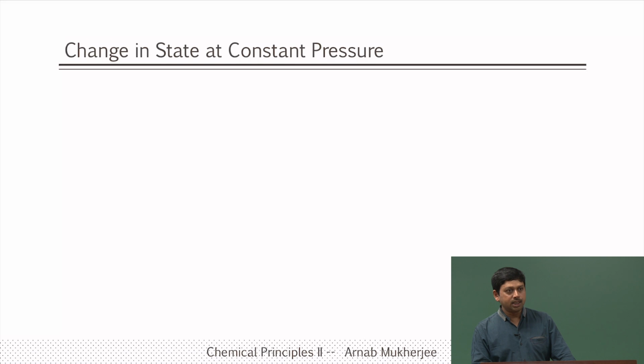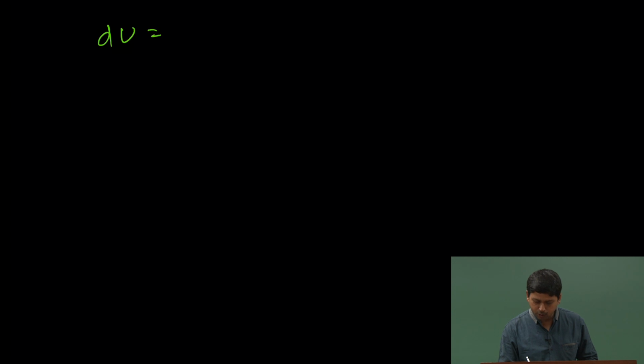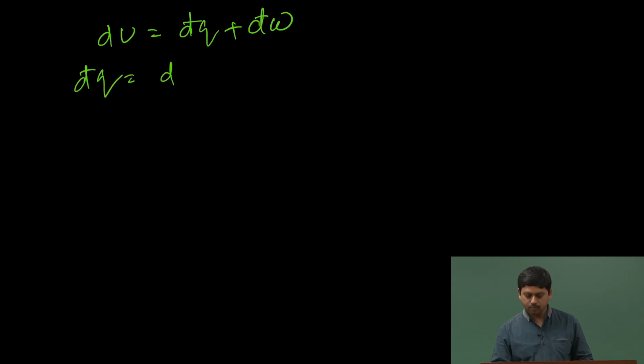Now, we are going to talk about the change at constant pressure. dU equals dQ plus dW, and we can write dQ equal to dU minus dW, and then we can say that there is a change in the internal energy, right.